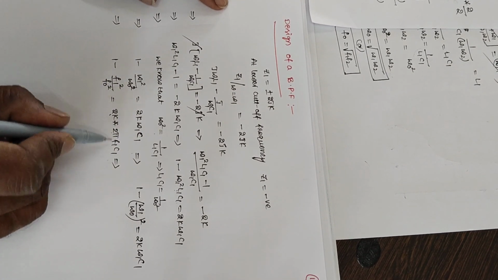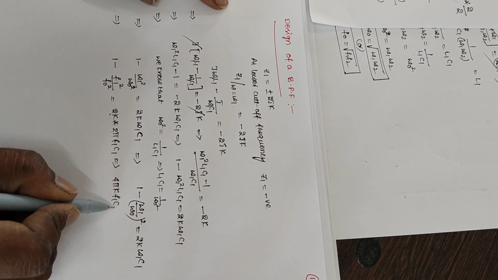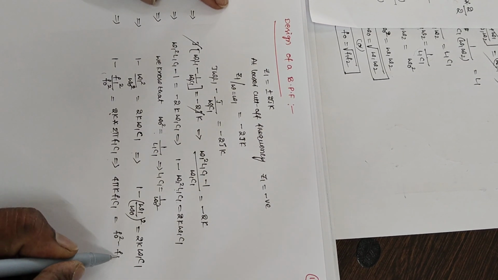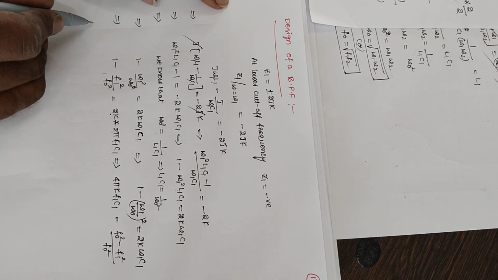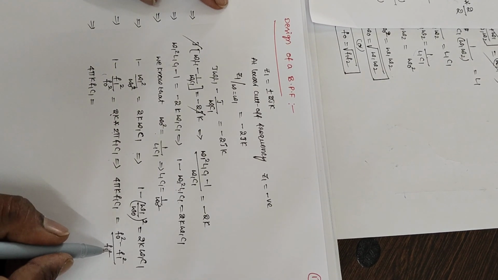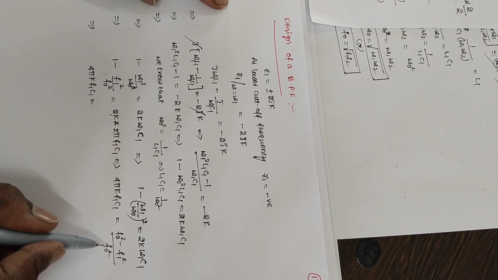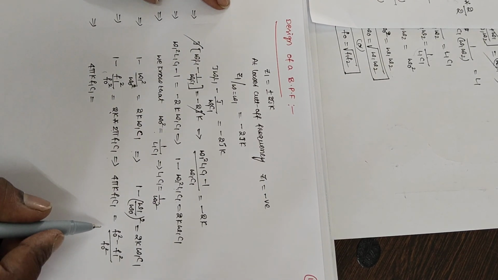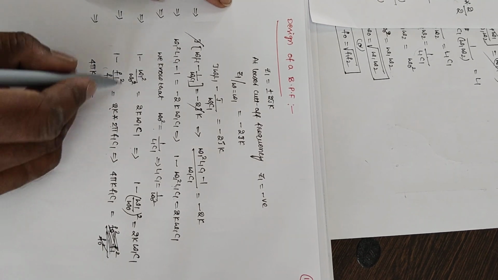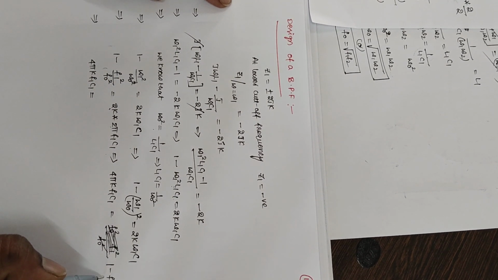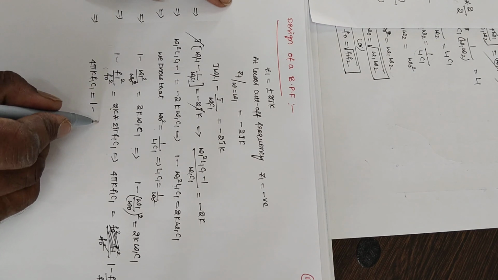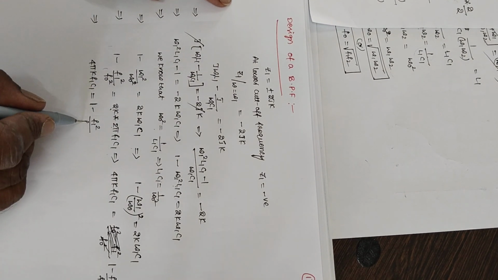Now it is 4 pi k f1 C1 is equal to, if I take LCM of f naught square here, f naught square minus f1 square divided by f naught square. Writing as it is here, that is 1 minus f1 square divided by f naught square.